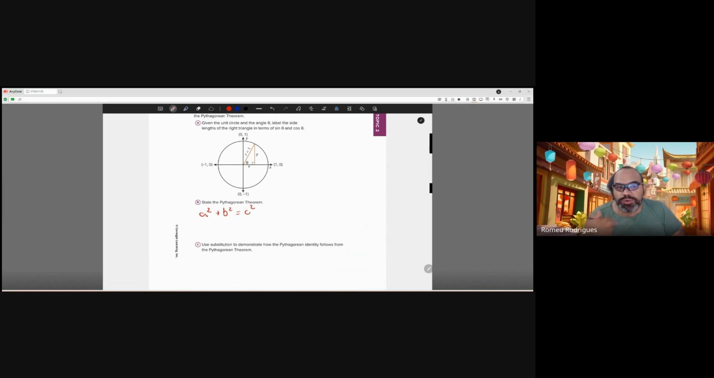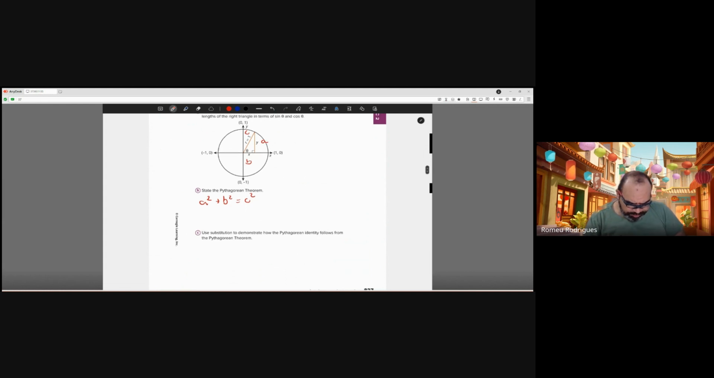Who is A, who is B, who is C in our triangle? Well, A, I will call this side here. B, I will call this side here. And C, I will call this side here, the hypotenuse. Always the hypotenuse. Great. Use substitution to demonstrate how the Pythagorean identity follows from the Pythagorean theorem.